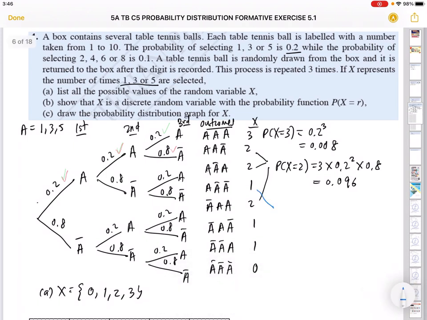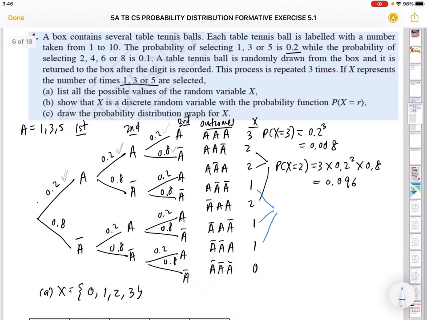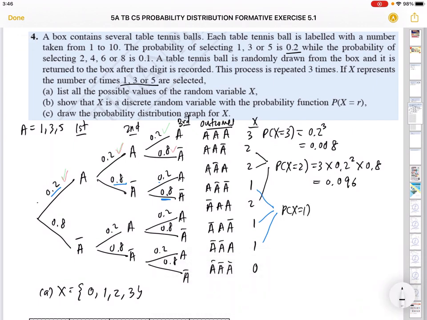Okay, let's look at the cases where you can get 1. I have 1 here, 2 here, 3 here. Maybe I just highlight one of them. The first one is 1, second and third are not. So for x equals 1 there are 3 cases. The first one is 0.2, 0.8, 0.8. They are double 0.8, single 0.2. So 0.8 times 0.8, we can write 0.8 squared, and this will give us 0.384.